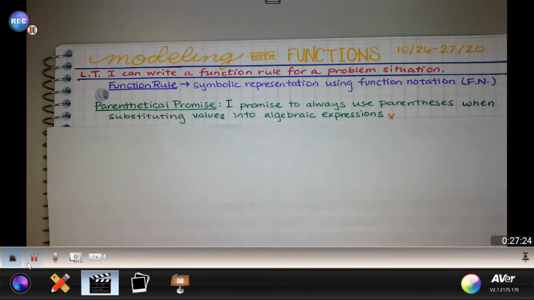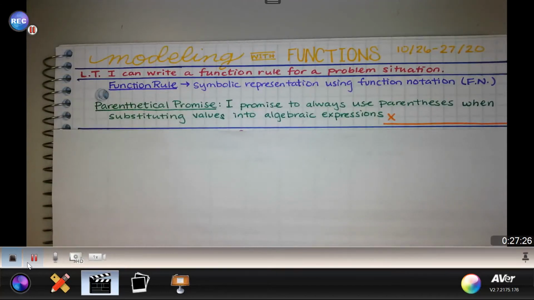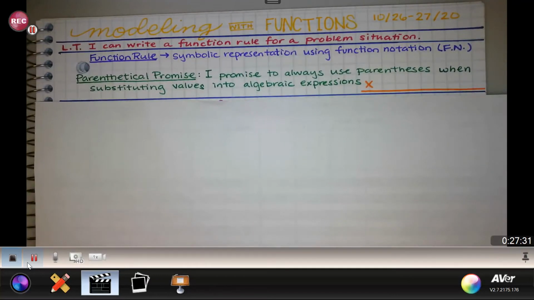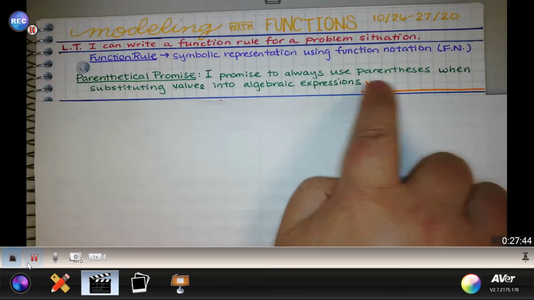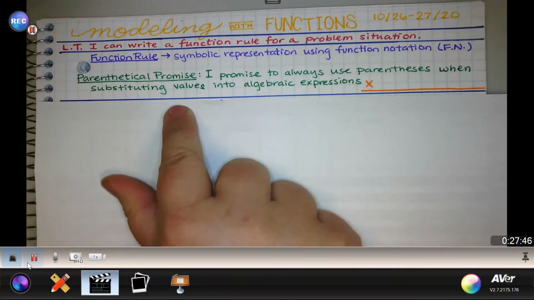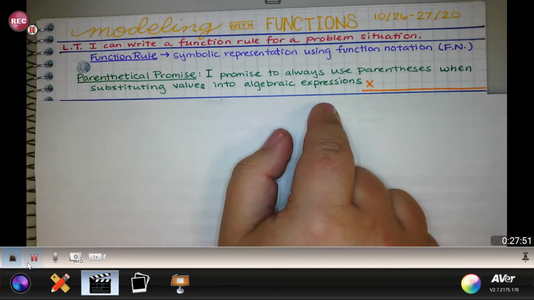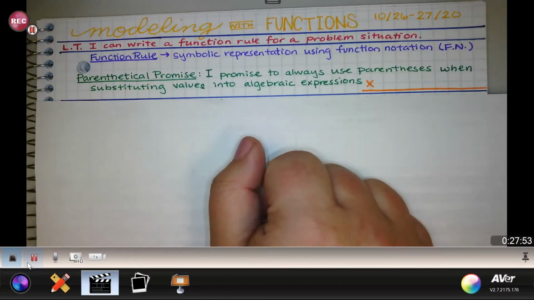And then I have something that I want you guys to sign. So parenthetical promise. So parenthetical means parentheses, right? And a promise means that you're going to vow to do this for me. This is super duper important. It says, I promise to always use parentheses when substituting values into algebraic expressions. Okay? Because if you don't do this, you can compute the problems wrong, especially with negatives.